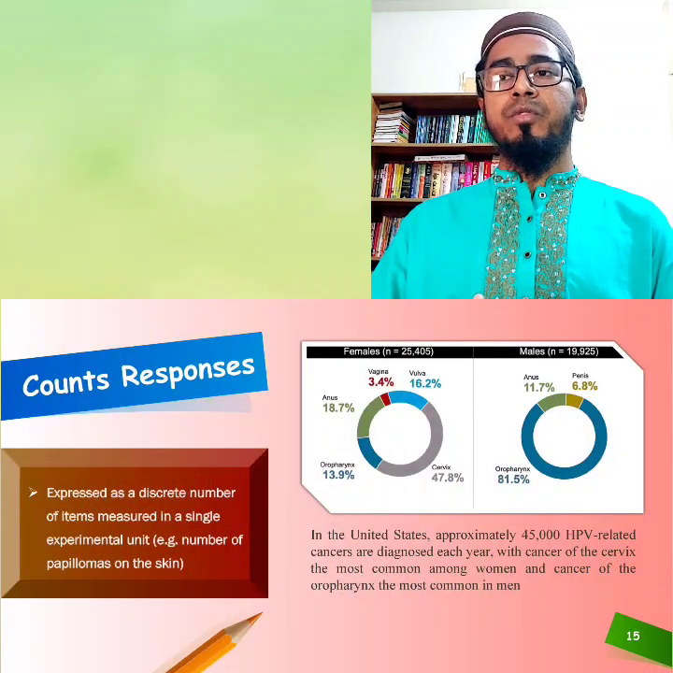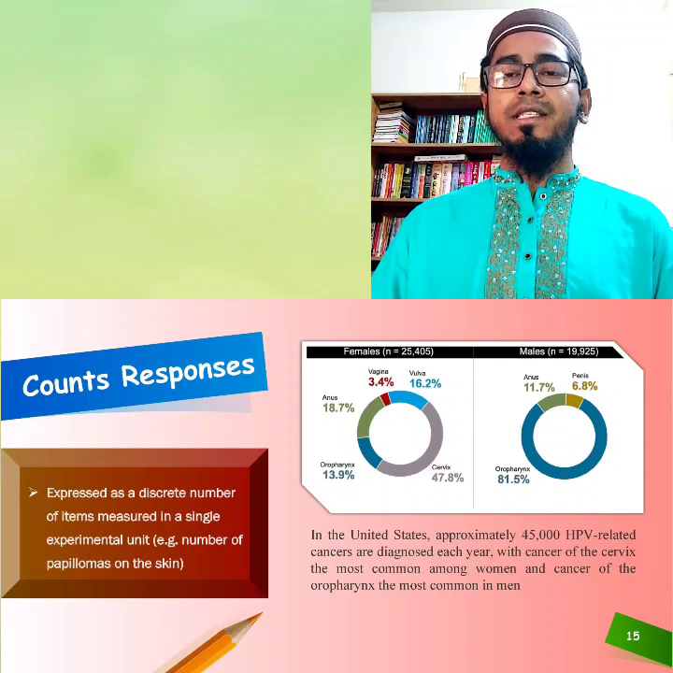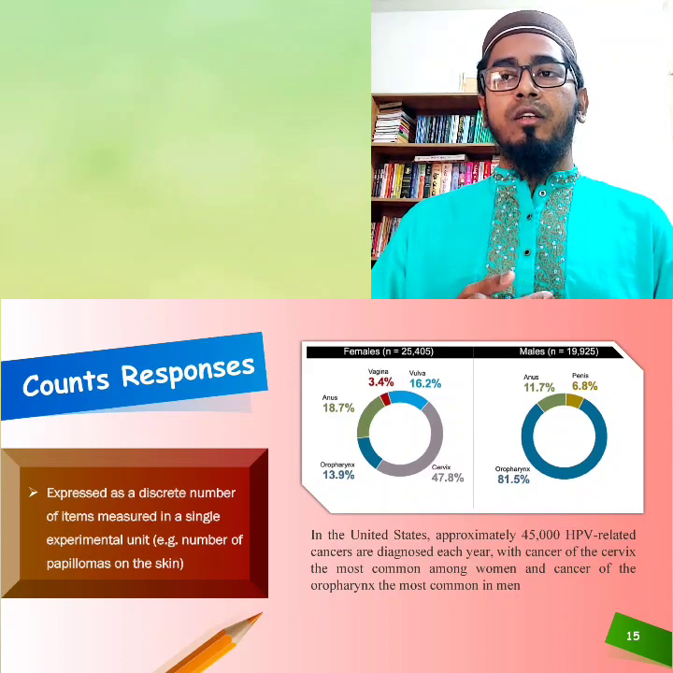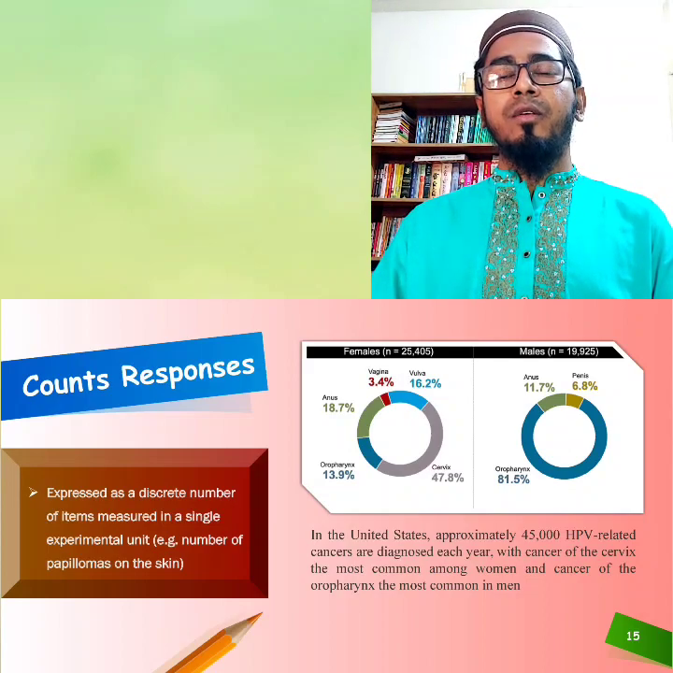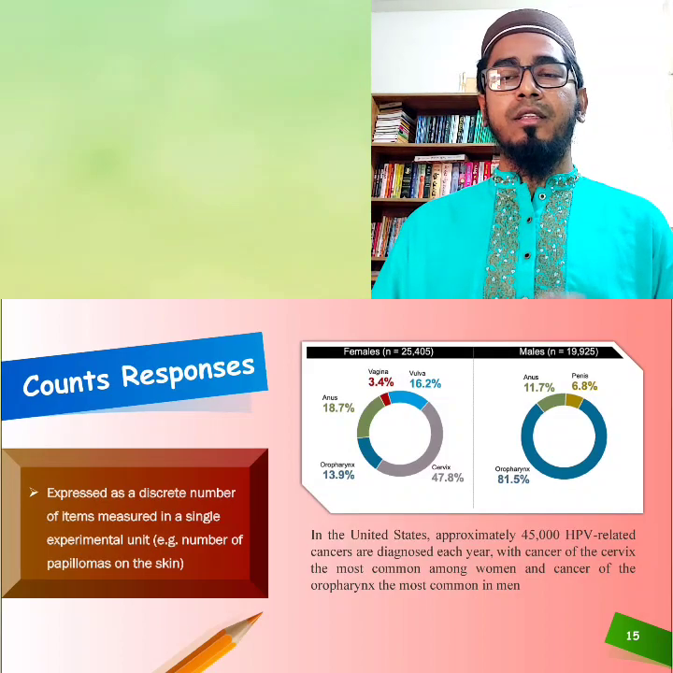Then count responses. It is expressed as a discrete number of items measured in a single experimental unit. For example, the number of papillomas on the skin. It could be 25,405 in women and 19,925 in men, which is seen in the figure.